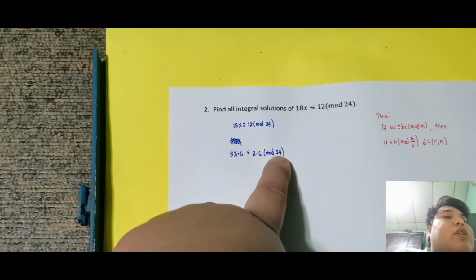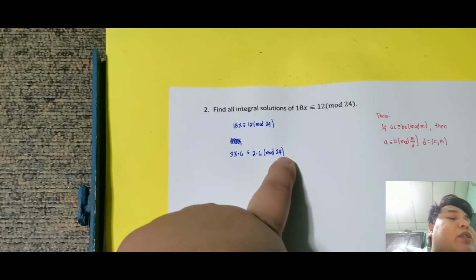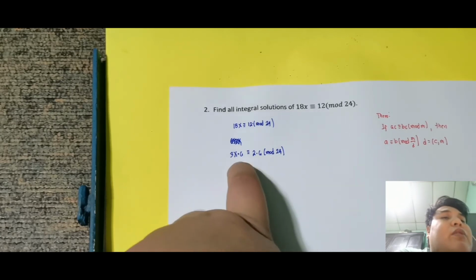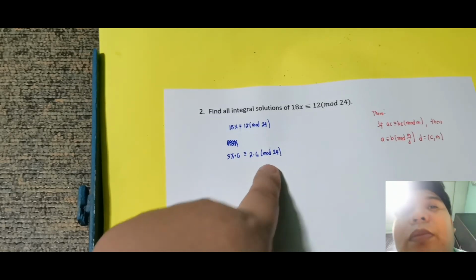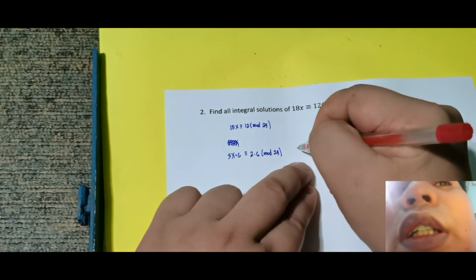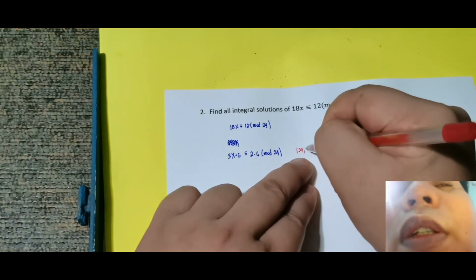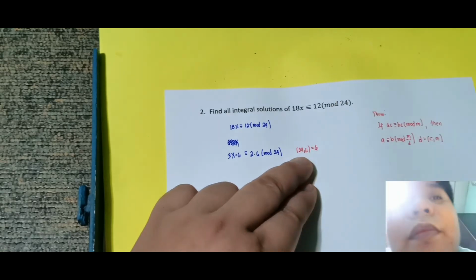Okay, so, ano yung C natin? Ito yung M, yung 24. So, ano yung GCD ng 24 sa 6? Note na yung GCD ng 24 sa 6 is 6.